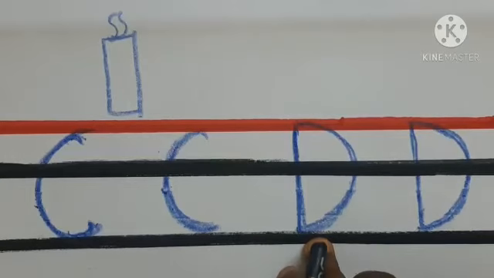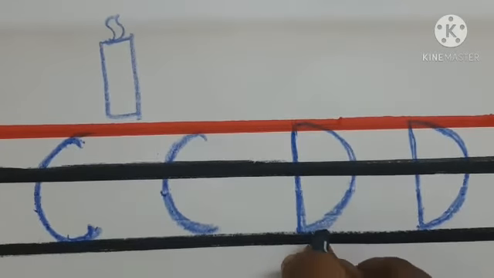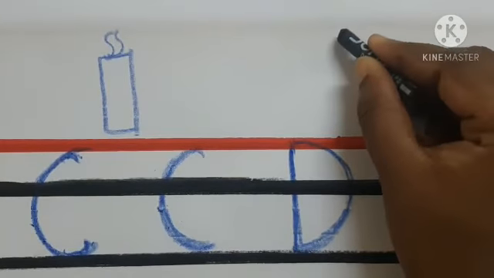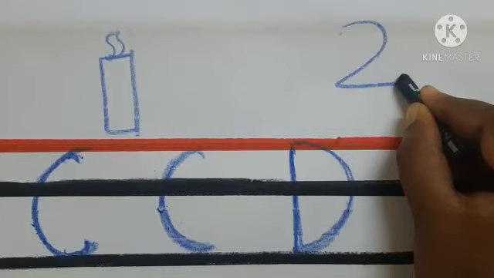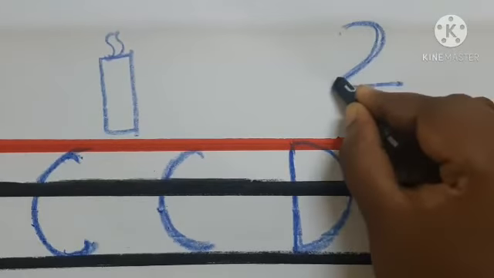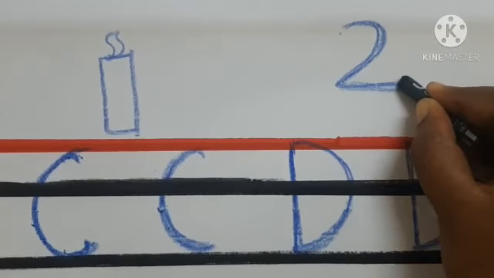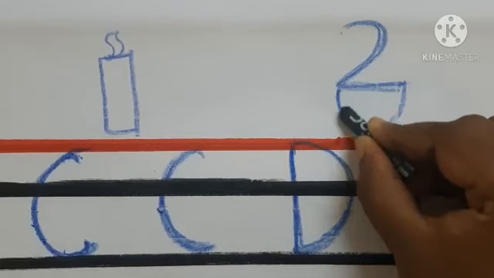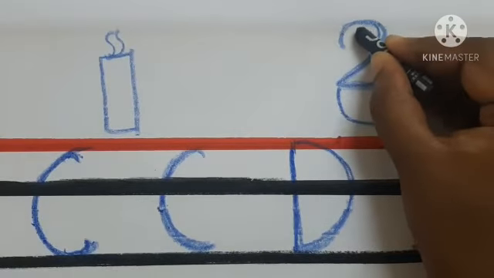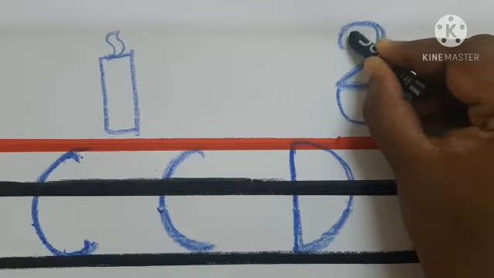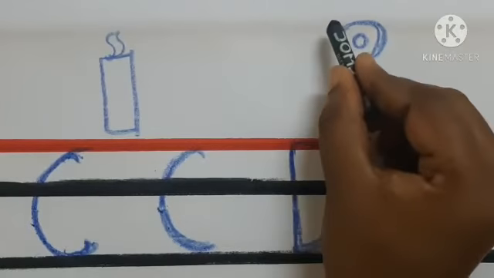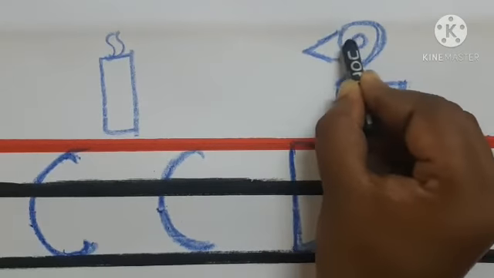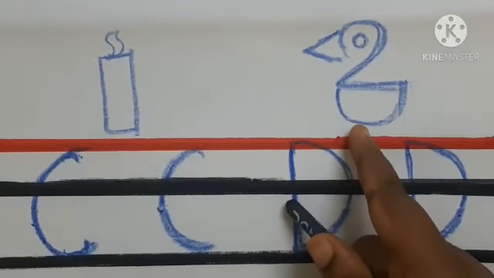Here, what is this? D. Children, you can draw any da sound picture here. You can draw as you wish. Here I am going to draw two. Here I draw two. Join here, an up curve. Here in the middle I am drawing a circle. Here I am going to join two opposite slanting lines for the mouth.